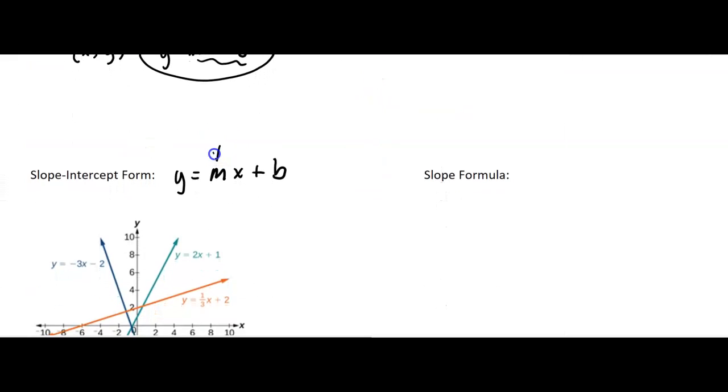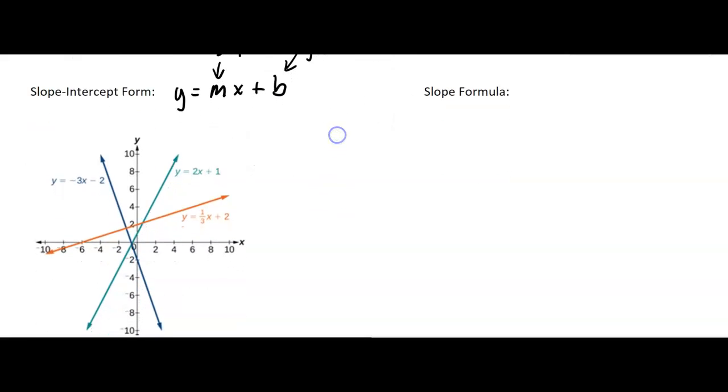And m is the slope, and b is called the y-intercept. Okay, so it's very convenient to graph with slope and y-intercept. Okay, and we'll talk about that right now. So we have some equations here in this picture. We have this green equation right here.